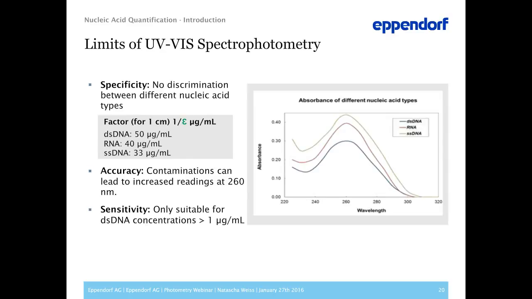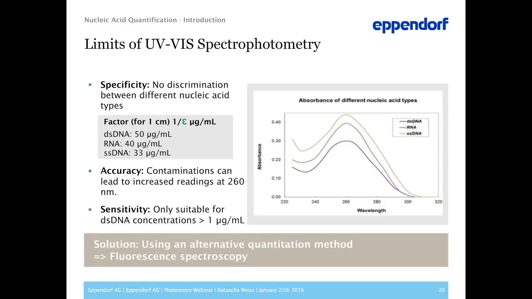We have seen on the slides before that contaminants absorbing at 260 nanometer lead to vastly increased readings too, and regarding the absorbance range, we have learned that the evaluation of nucleic acid concentrations lower than the microgram per milliliter range is not appropriate. These problems can be overcome by an alternative quantitation method, the fluorescence spectroscopy.